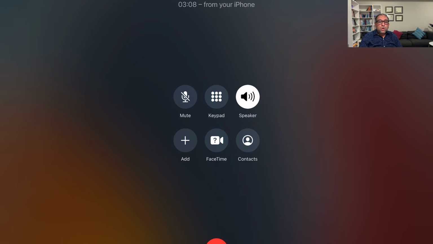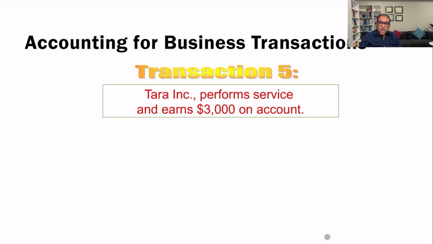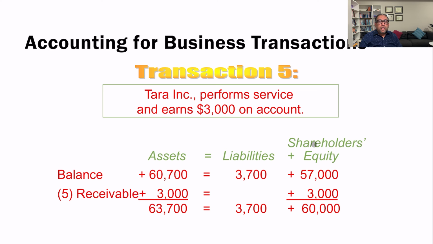Tata pays 1,900 on account for supplies purchased in earlier transactions. So now what we are doing is decreasing our asset, which is cash, and at the same time we are decreasing our liabilities, because we are paying back our liabilities.